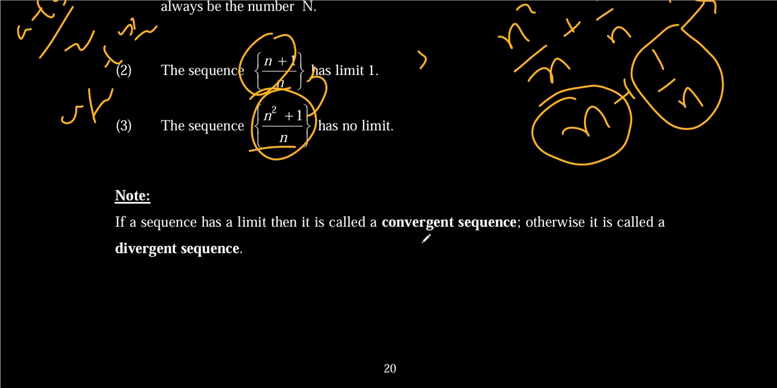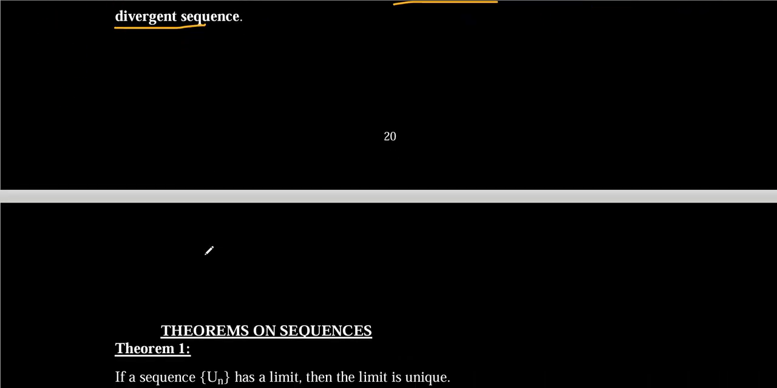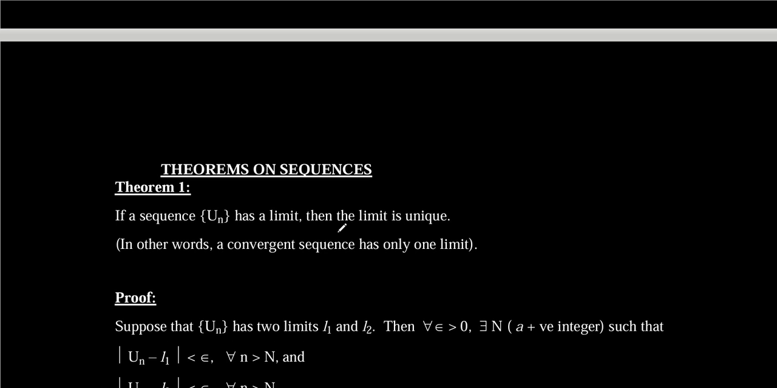Now, if a sequence has a limit, it is called a convergent sequence, like already mentioned, and if it has no limit, it is called a divergent sequence. And those are common terms which are used, and I hope you are familiar with them.